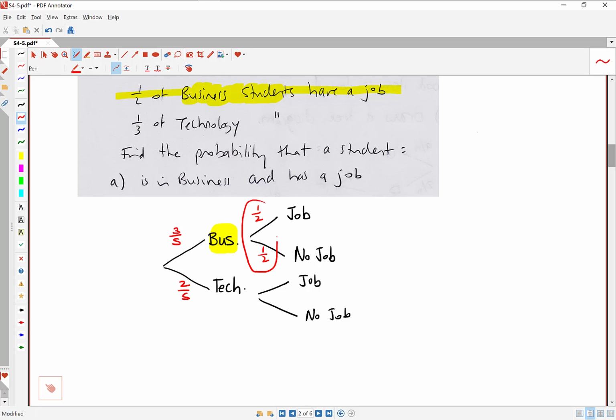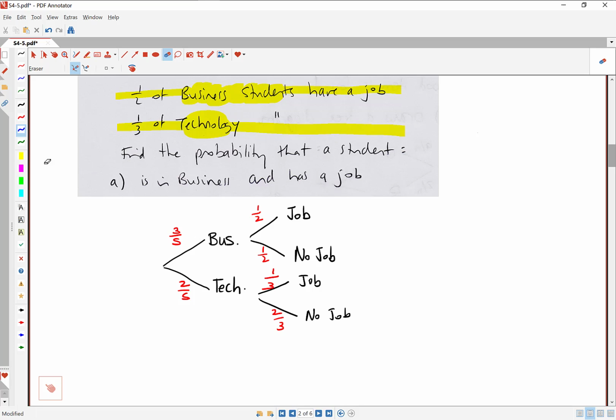See, these probabilities are going to add up to 1 because a business student either has a job or does not have a job. Then we're told that 1/3 of technology students have a job. So our sample space now is the technology students. So imagine we're sitting here looking at a technology student. 1/3 of those tech students have a job, or you could rephrase that as 1/3 probability that a tech student has a job. Therefore, 2/3 probability that they have no job. So again, these probabilities have to add up to 1 because a tech student either has a job or does not have a job. So that's the actual drawing of the tree diagram.